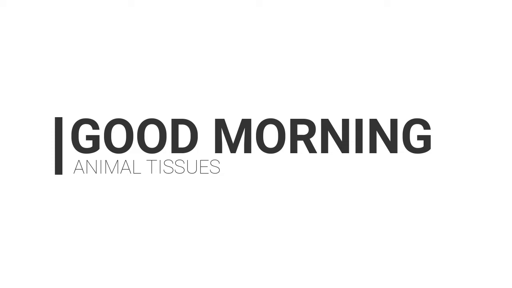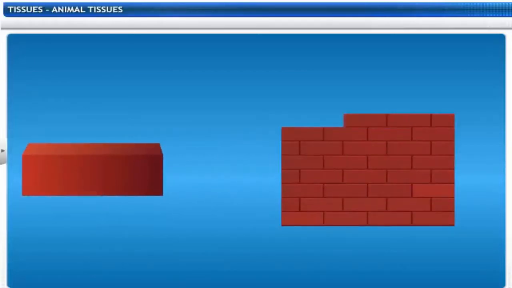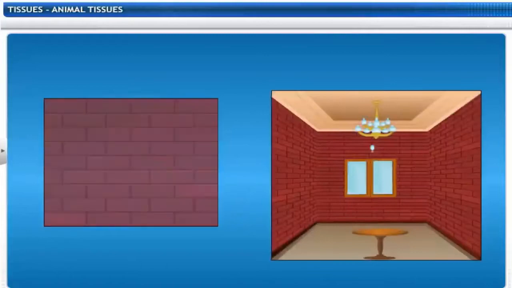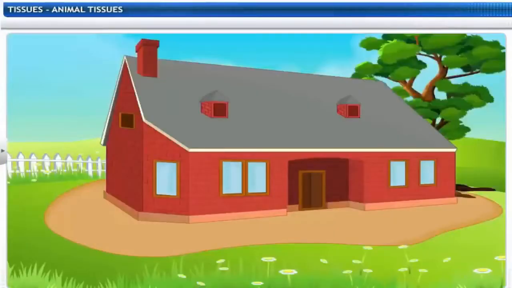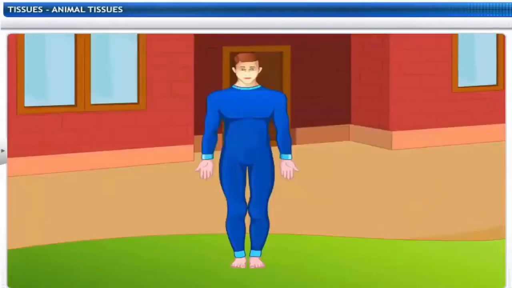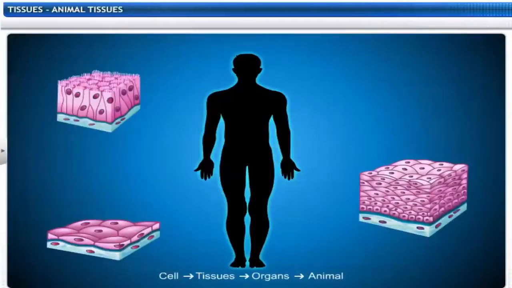In the previous class we have seen the different types of plant tissues, and right now we are about to see the animal tissues. The animal body is made up of different types of tissues such as the epithelial tissue, the connective tissue, the muscular tissue and the nervous tissue. Now let's look at each tissue in detail.